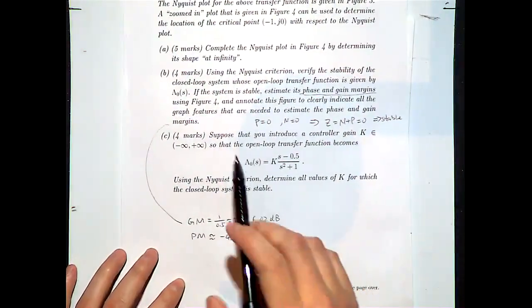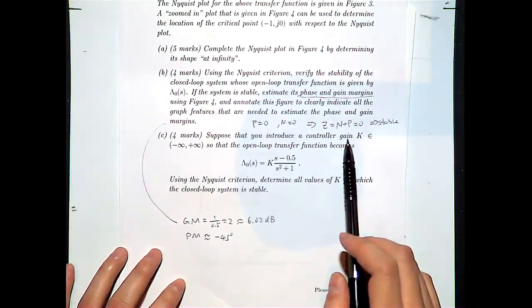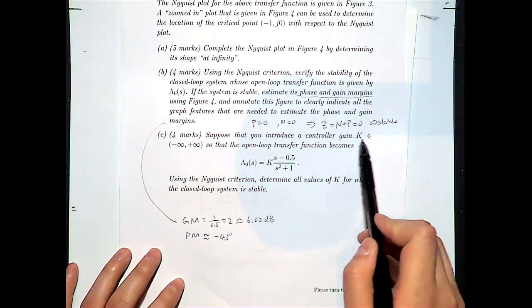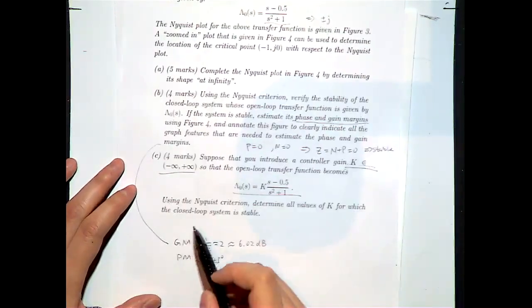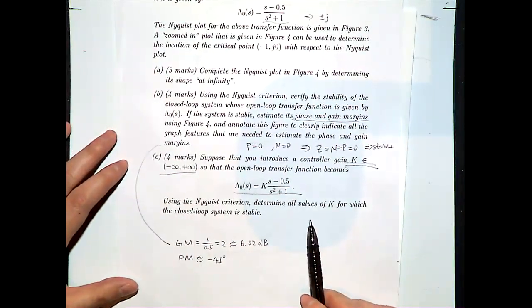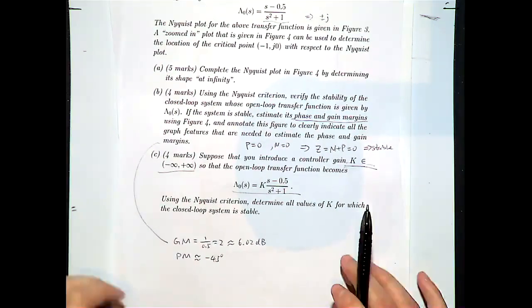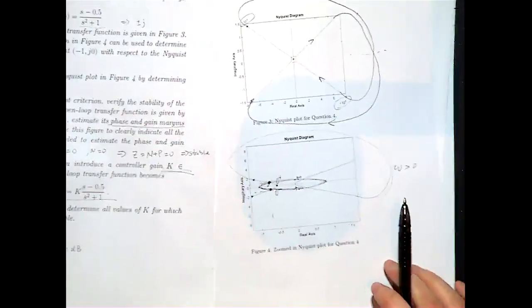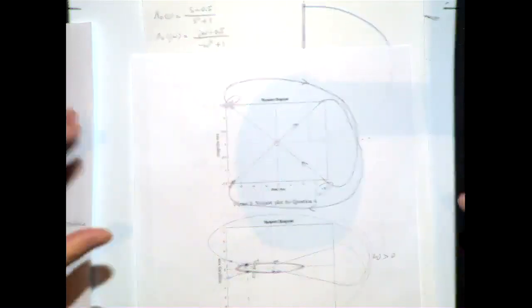And lastly, it's saying, suppose you introduce a controller gain, K, which can be any value, so that your open loop transfer function becomes this, just with a K. And using the Nyquist criterion, determine all values of K for which your closed loop system is stable. So apparently, when your K is greater than 0, you're just scaling this figure, right?